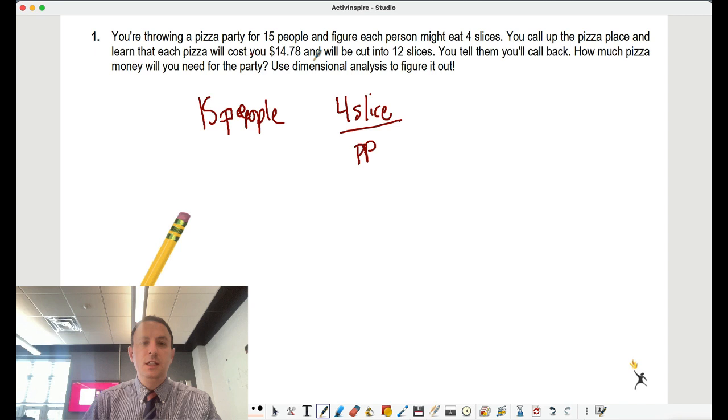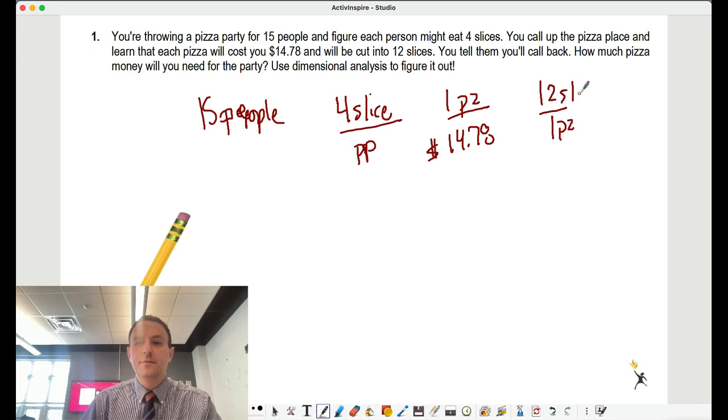We call the pizza place. Each pizza, 1 pizza, is $14.78, and there is 1 pizza for 12, and there's 12 slices. All right, so we can figure out the problem. So if I know I have a total, those are all my conversion factors I need. My goal is to find out how much money. So the only thing I want left is the dollar sign.